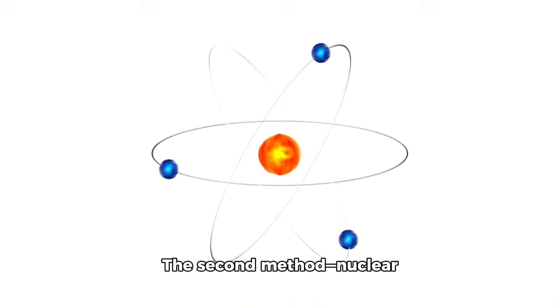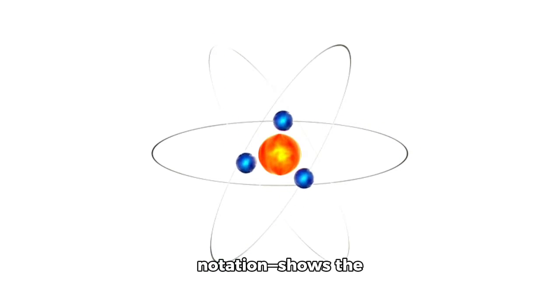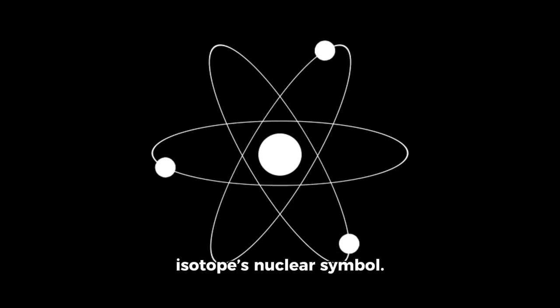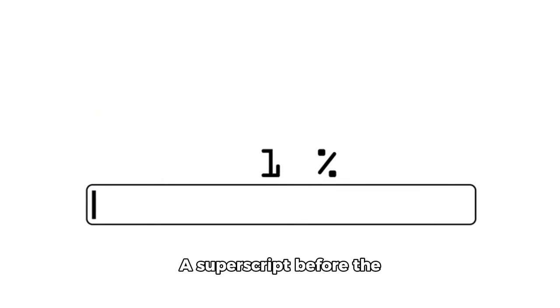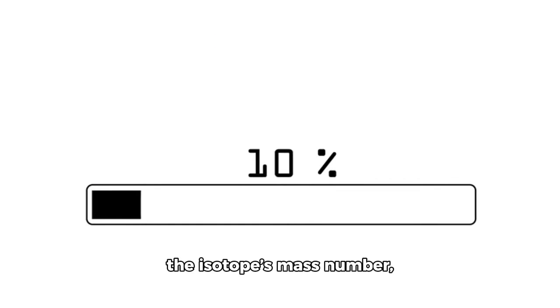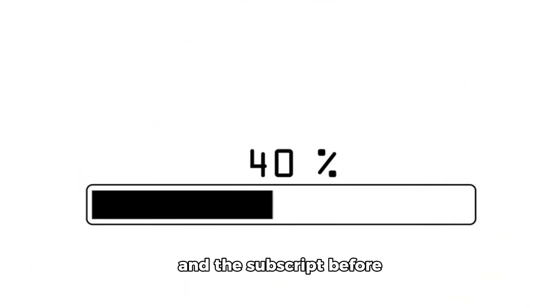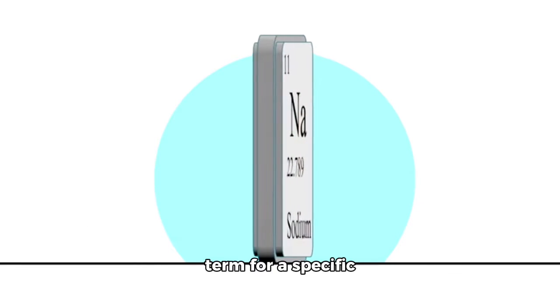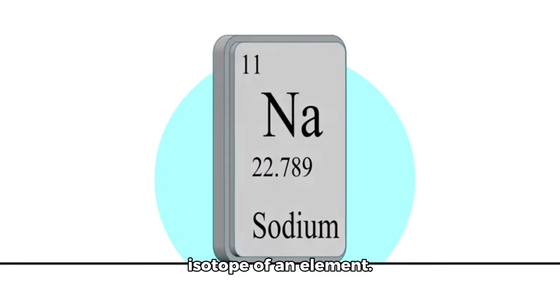The second method, nuclear notation, shows the composition of the nucleus of an isotope using the isotope's nuclear symbol. A superscript before the isotope's symbol indicates the isotope's mass number, and the subscript before the isotope's symbol indicates the isotope's atomic number. Nuclide is a general term for a specific isotope of an element.